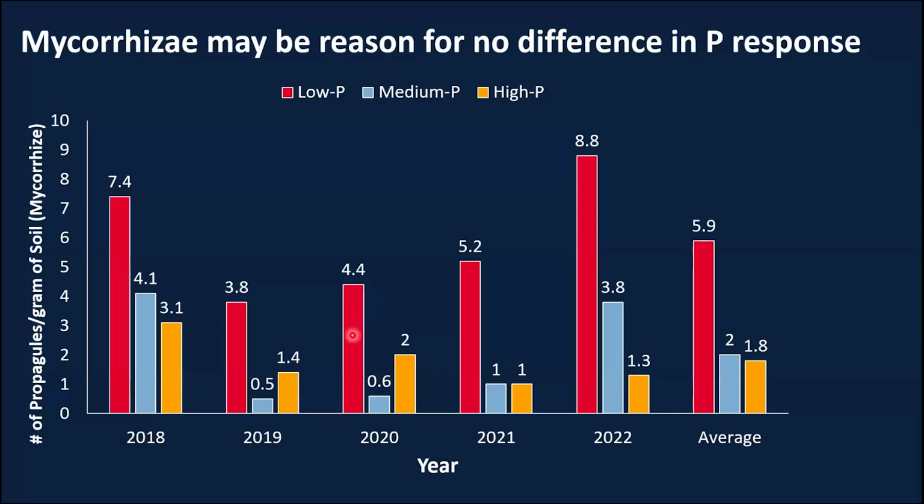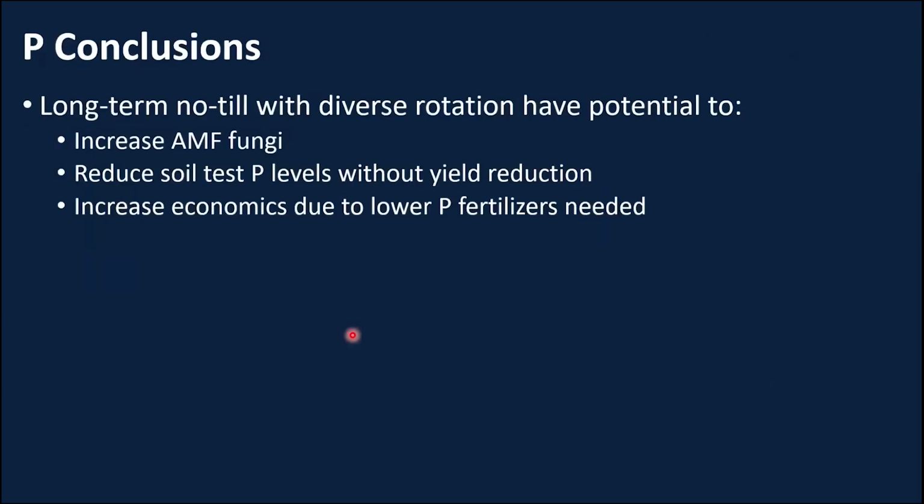This is also one field in central South Dakota. It's irrigated, it's been in no-till since 1990, with a diverse crop rotation. We're working on some other studies to see if this translates to other fields and other areas of the state as well.